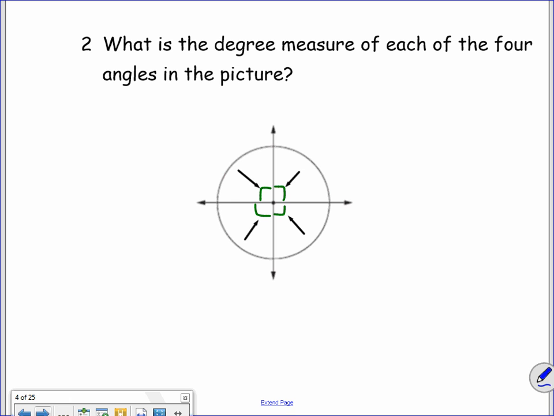Next one: what is the degree measure of each of the four angles in the picture? And this is what it means. We split it in half here, or in fourths. See how we split it in fourths? What do you think the degree would be right here?